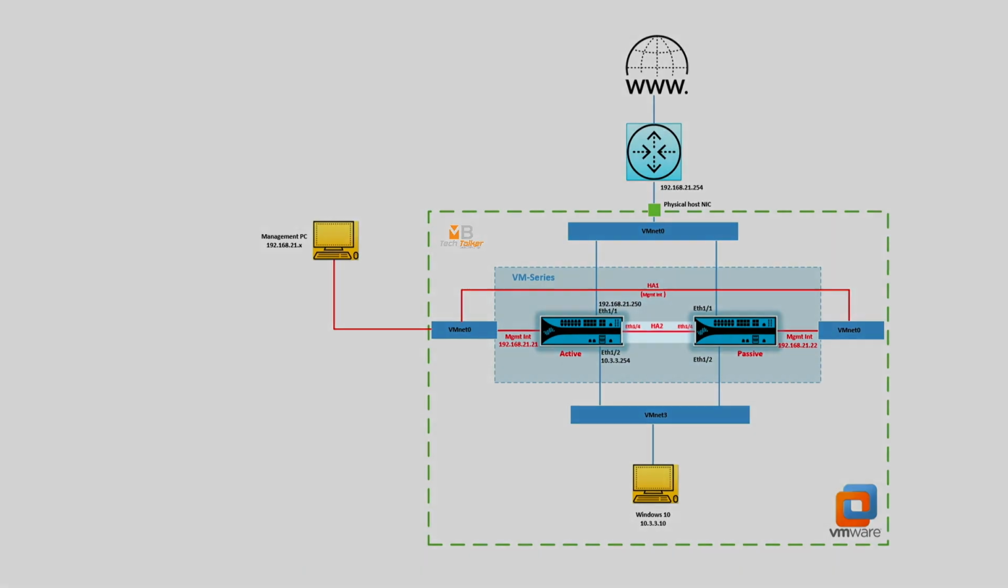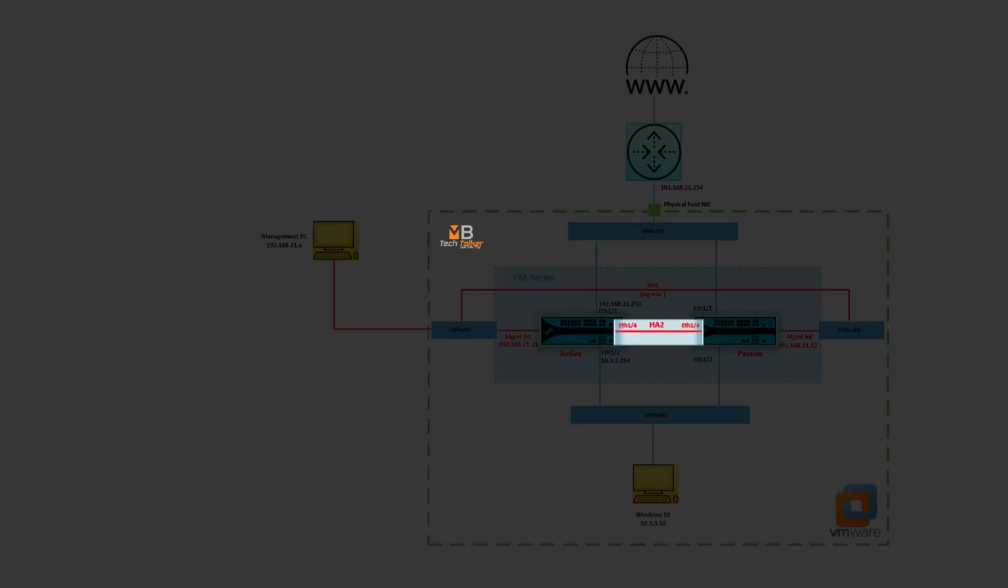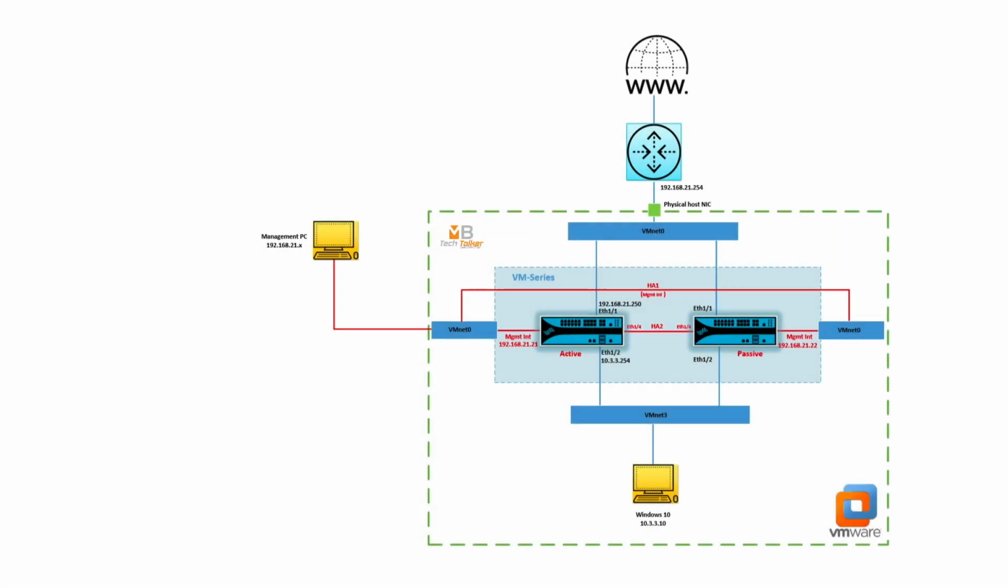The data link, which is HA2, will be configured using a layer 2 HA interface type using Ethernet 1/4. The data link is used to sync sessions, forwarding tables, IPSec SAs, and ARP tables.